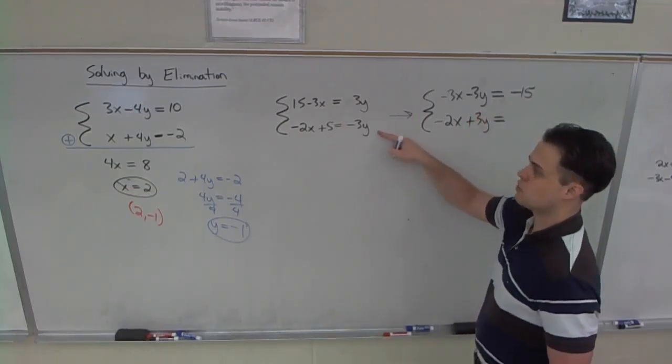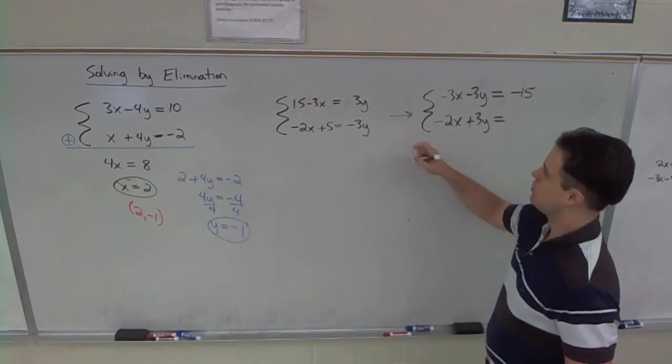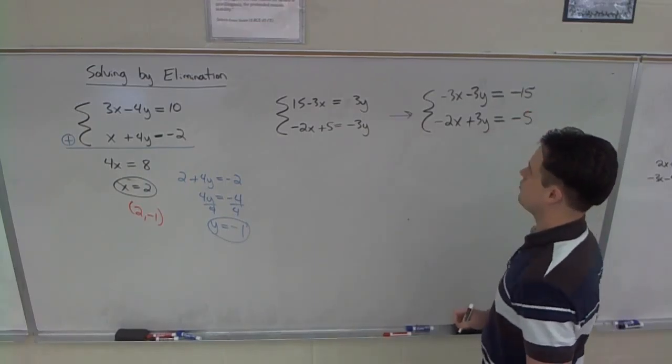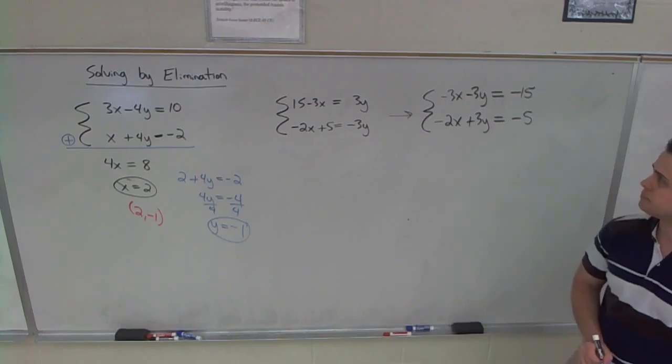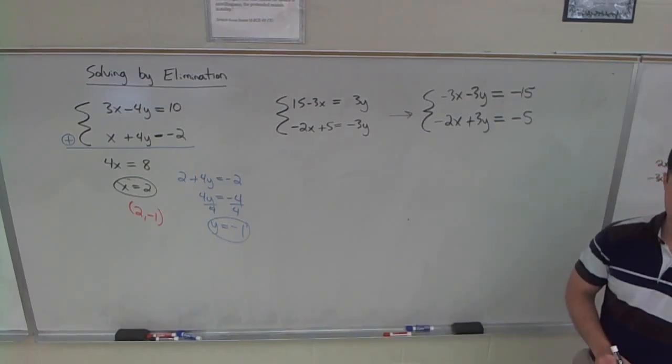And then 5 needs to go over here. Minus 5, minus 5. There we go. Now it's lined up. So what do you guys think? What are we targeting, the x's or the y's this time?